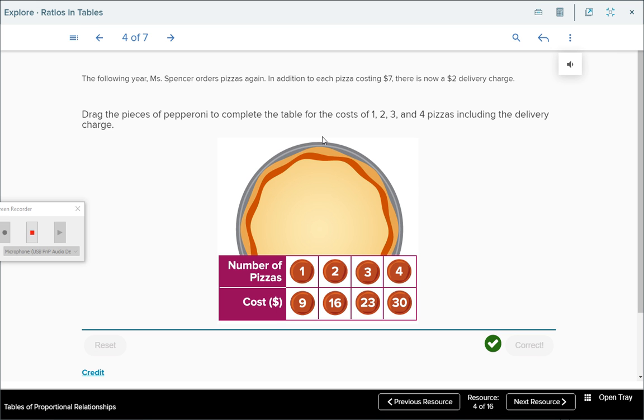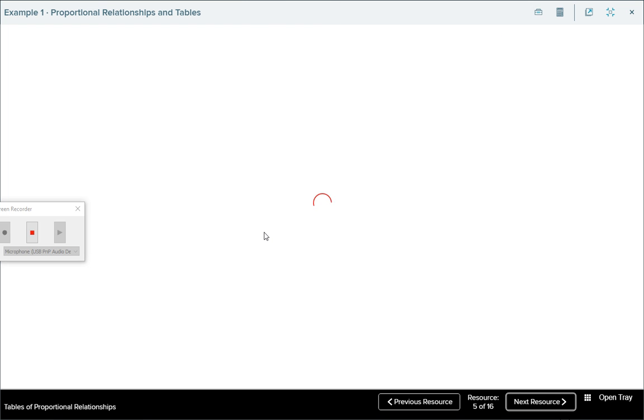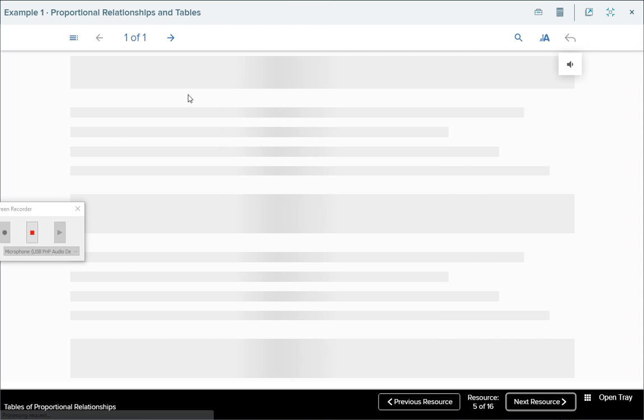10 pizzas, how much would that cost, Chase? $72. He multiplied 10 times 7 and then did what? Added 2, right? Okay. All right, so let's look at this first example. We're going to put this into a table form.